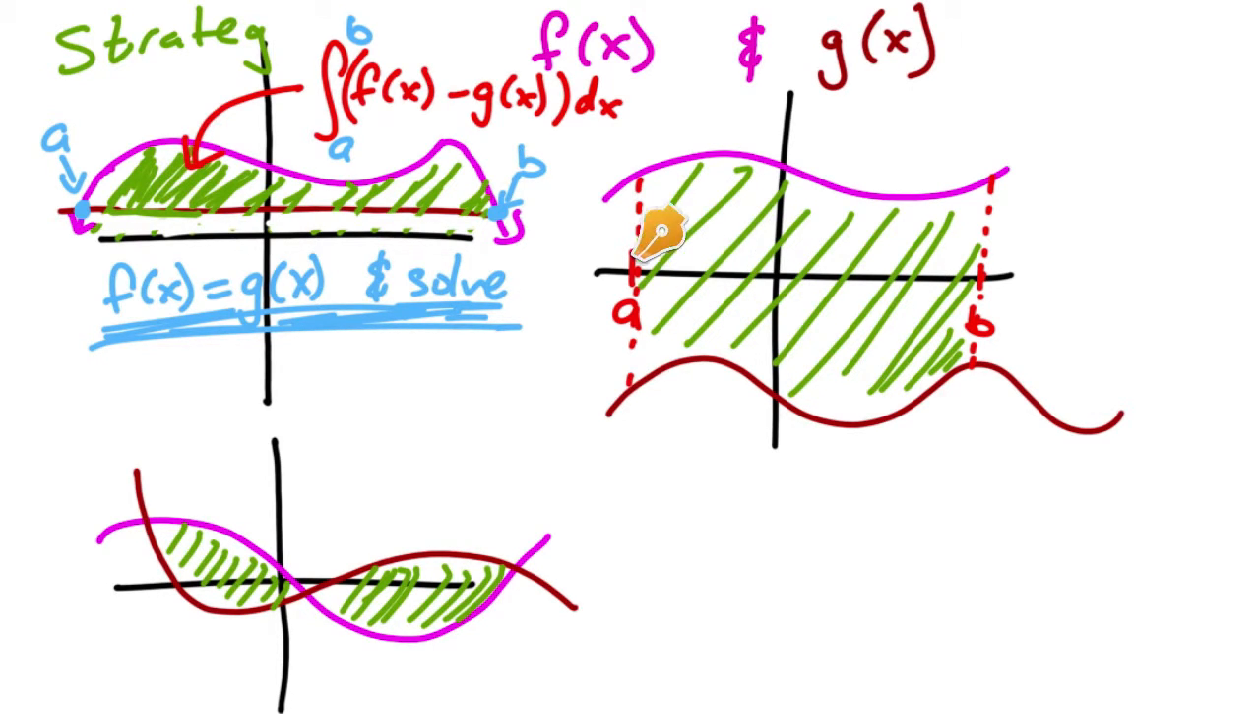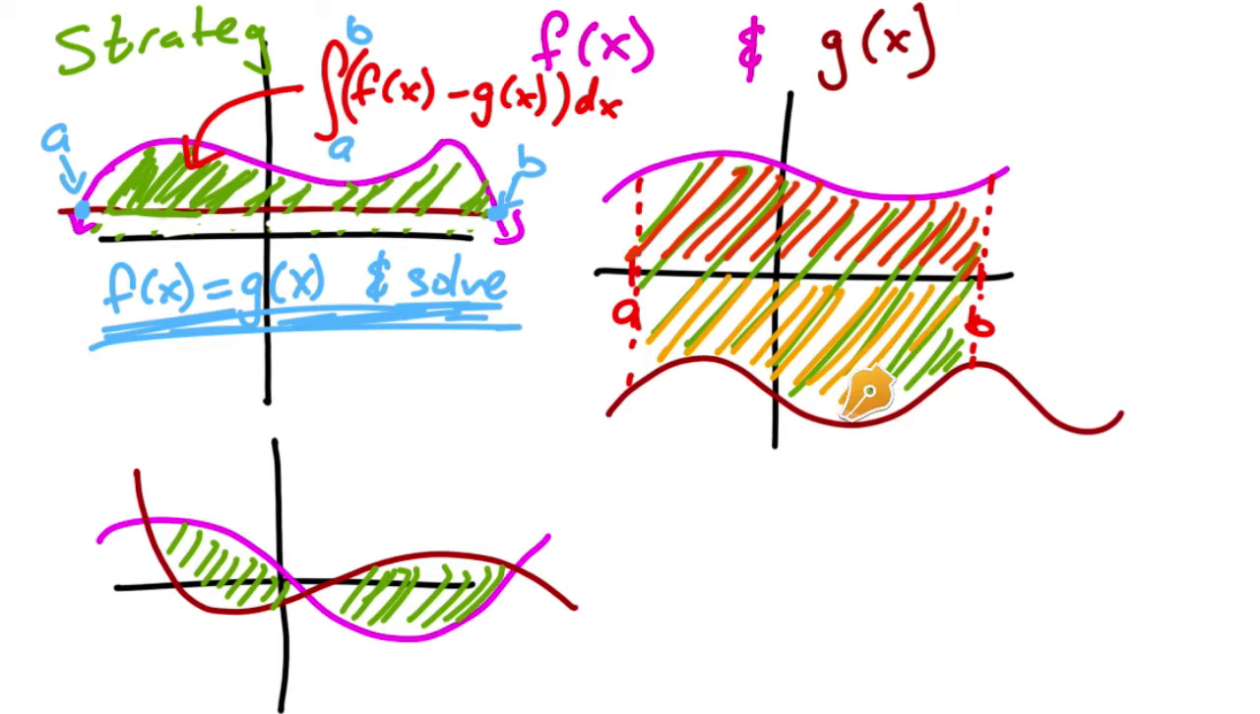But anyways, now let's take a look at this one. In the beginning it sort of looks like you have to do something completely different. But not really, because if you find the integral of f of x, you would get this area right here. And then if you find the integral of g of x, you would get this. But notice this is below the x-axis, so this area is going to be negative.